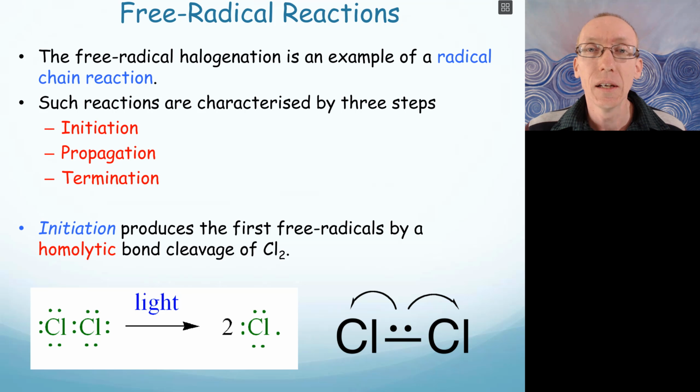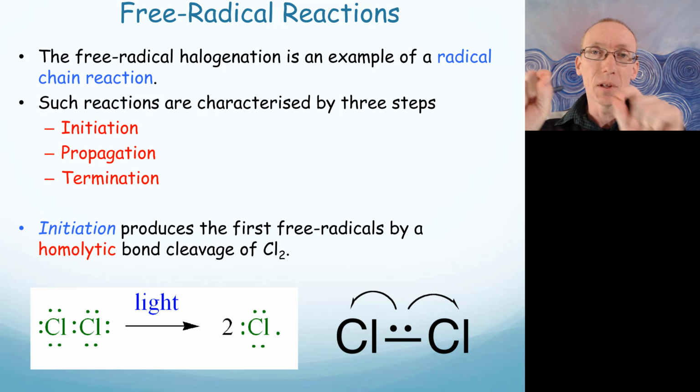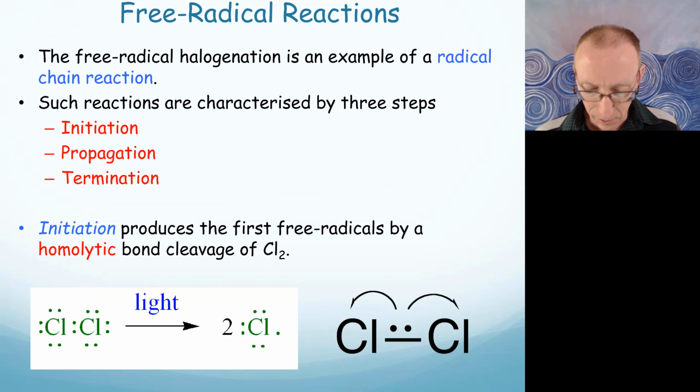Homolytic comes from the words homo, meaning same, and lysis, meaning to cleave. So it's the cleavage of a bond in an equal way, where one electron goes to one half of the molecule and one electron goes to the other half. And that's as opposed to heterolytic bond cleavage, where the electrons both go to one of the two species.